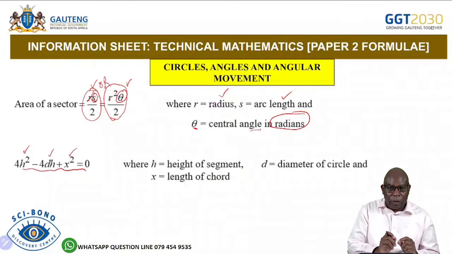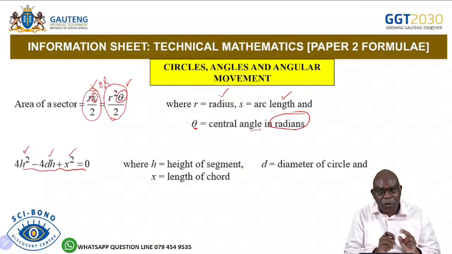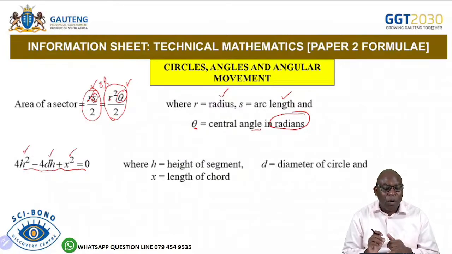So you must be given two things. So it's either given the diameter and the height to calculate the length of the chord, or you are given the height and the length of the chord, and you're calculating the diameter.